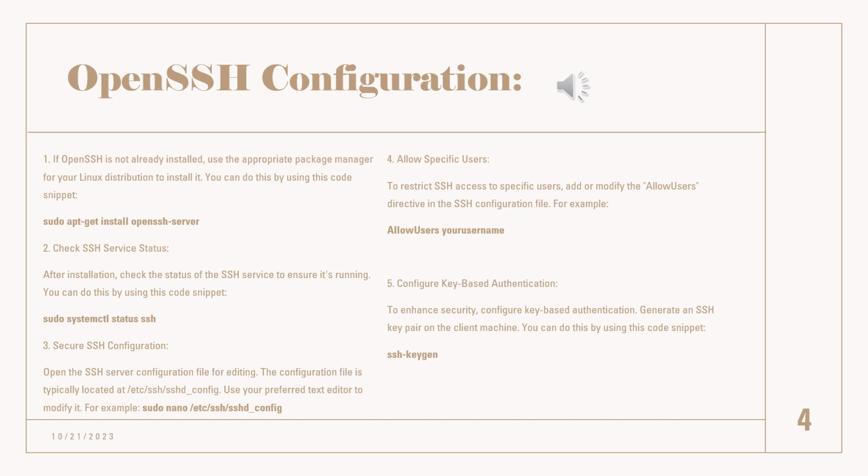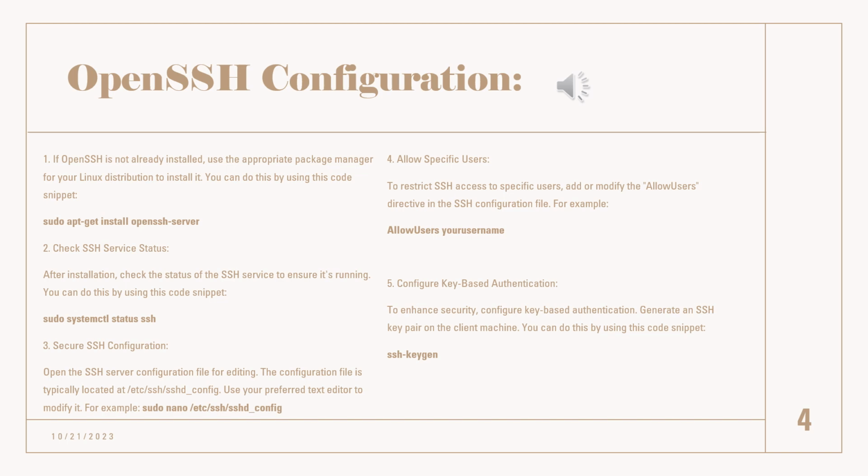OpenSSH configuration. Step 1. If OpenSSH is not already installed, use the appropriate package manager for your Linux distribution to install it. You can do this by using the following. Number 2. Check SSH service status. After installation, check the status of the service to ensure it's running.